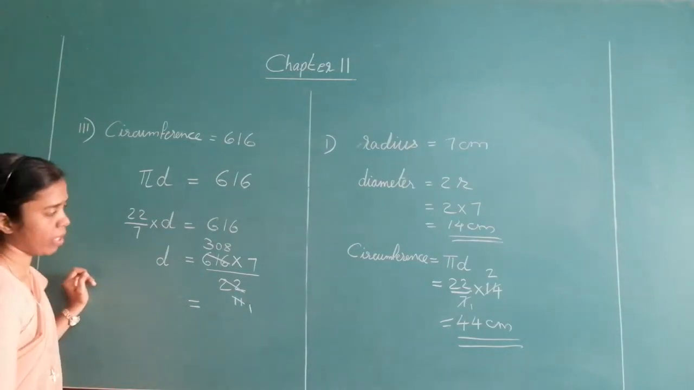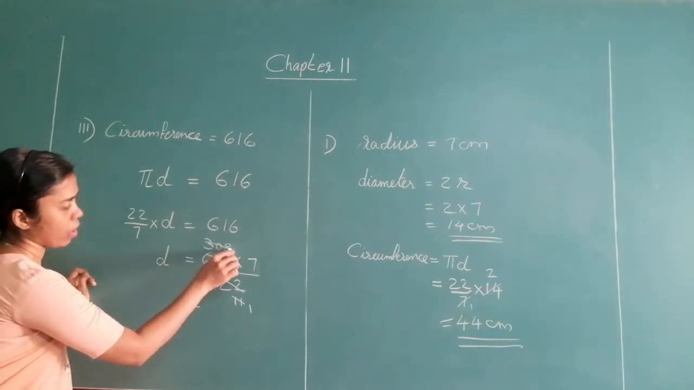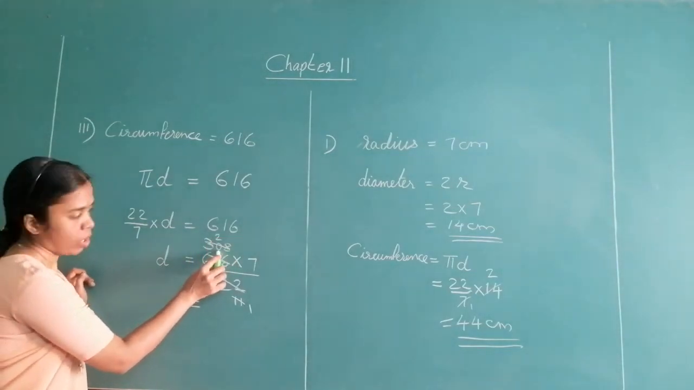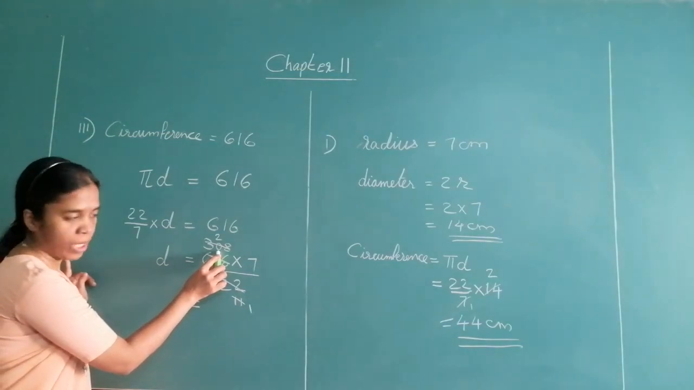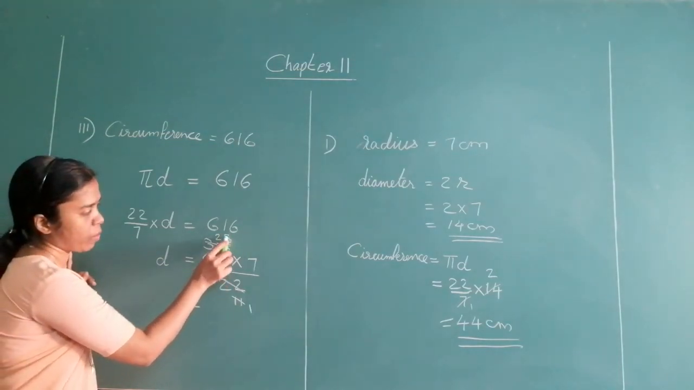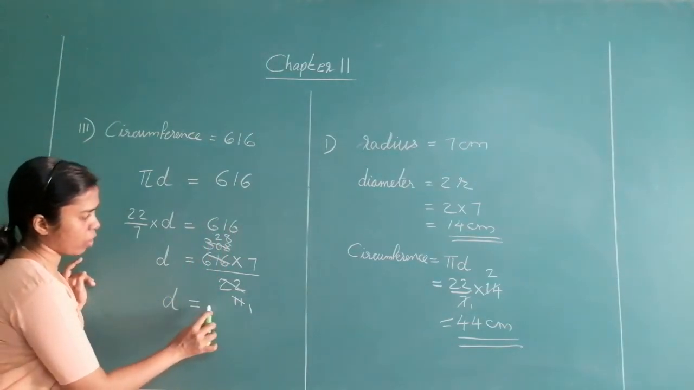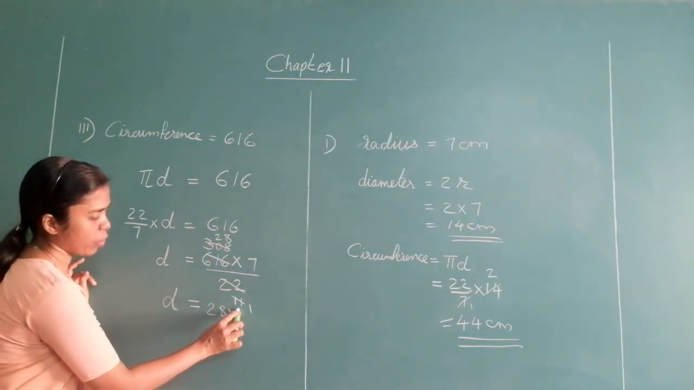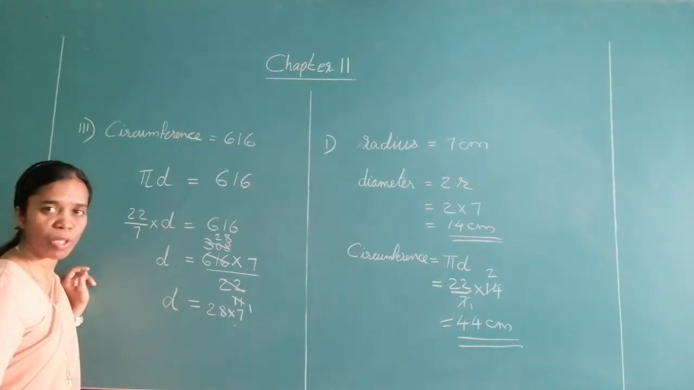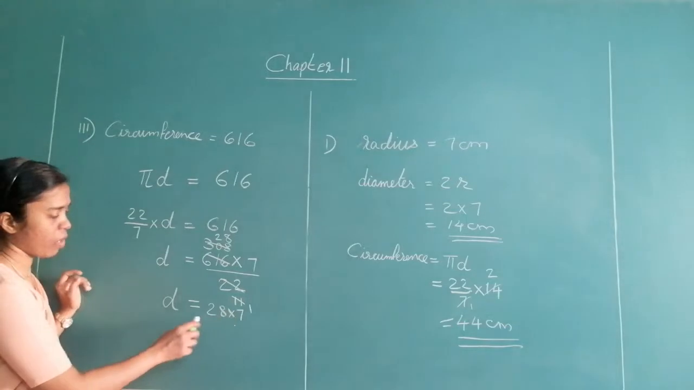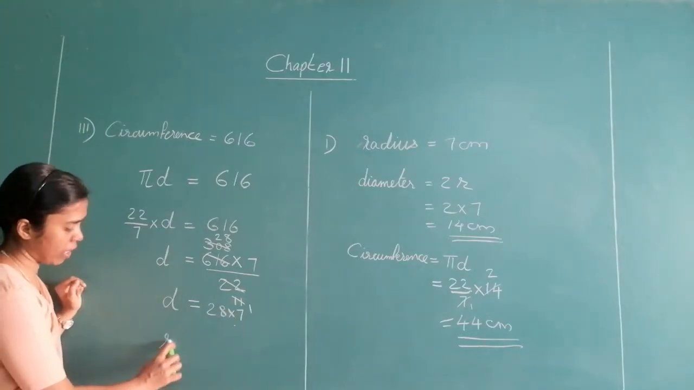11 ones are 11. In 30, it will be 2 times, you will have 22. How much is remaining over here? 8. 88, it will be 8 times 11. So you have diameter is equal to 28 into 7. Find out this value, 28 into 7, how much you are getting? Diameter. And once you get diameter, how will you find radius?